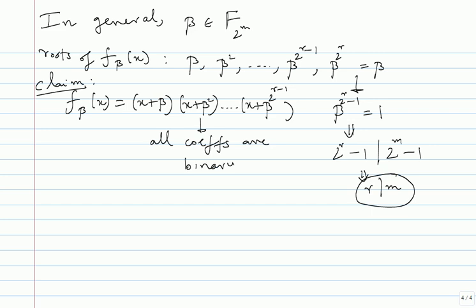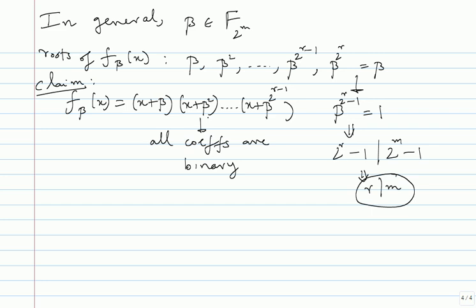All I need to show, for this to be the minimal polynomial, is that on the right hand side, x plus beta times x plus beta square, and so on till x plus beta to the power 2 power r minus 1, all coefficients are binary. That's the only thing I have to show. Once I get that all coefficients are binary, that has to be the minimal polynomial, right? This polynomial has to divide it and all coefficients are binary, so it has to be the minimal polynomial. So that's the proof that you need to show.